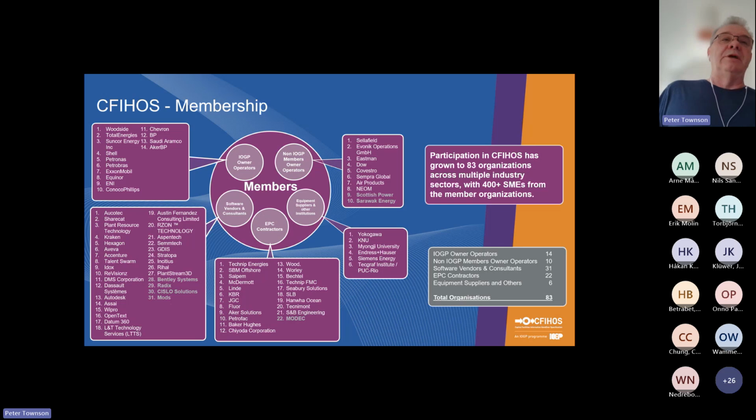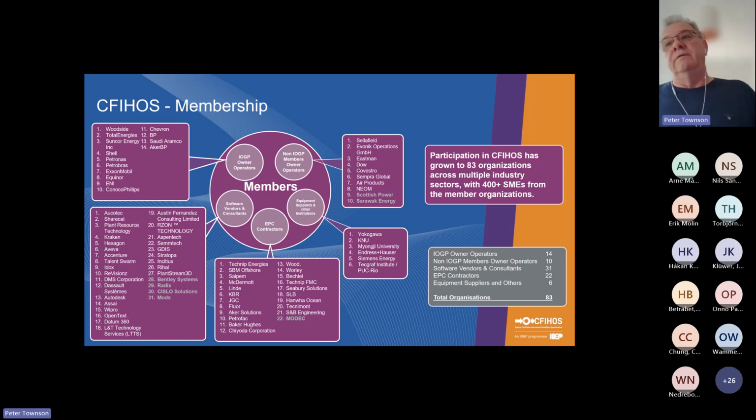Then we come to our biggest group, which is software suppliers and consultants. That group is represented by 31 organizations. As you can see, some of the world's largest suppliers of particularly engineering software are contributing to CFIHOS, but we've got a whole range of software suppliers that are part of CFIHOS, and some of their offerings obviously support CFIHOS.